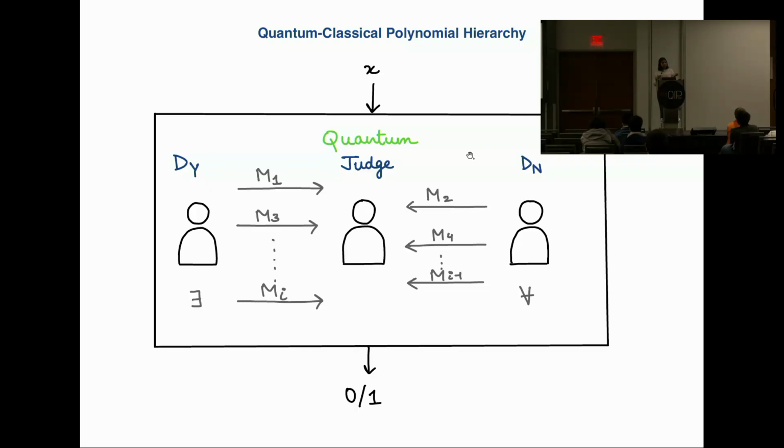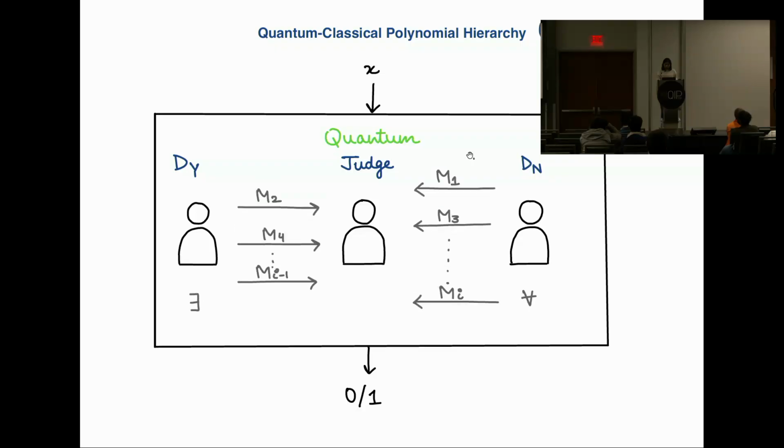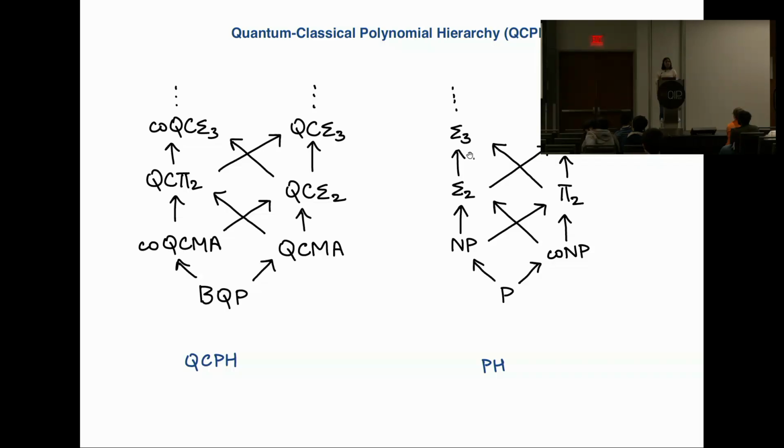Again, depending on which debater speaks first, we get two different complexity classes. If dy speaks first, we get QC sigma i, quantum classical sigma i. If dn speaks first, we get QC pi i. And now we can define QCPH very similarly to how we define PH. So the 0th level is BQP, the class of efficient quantum algorithms. The first level is QCMA and co-QCMA. The second level is QC sigma 2 and QC pi 2, and so on.